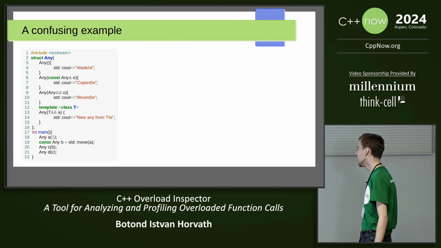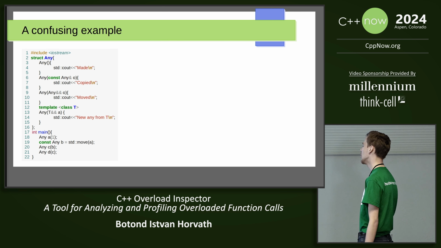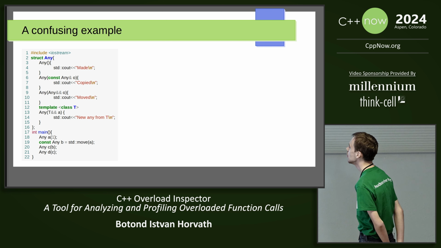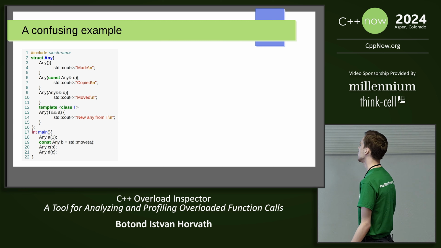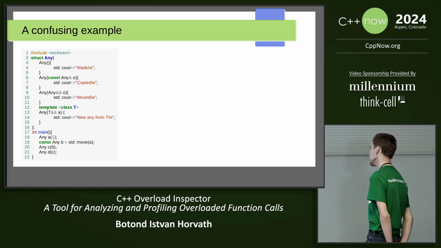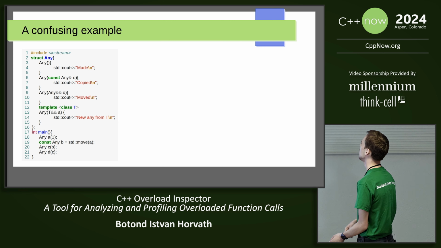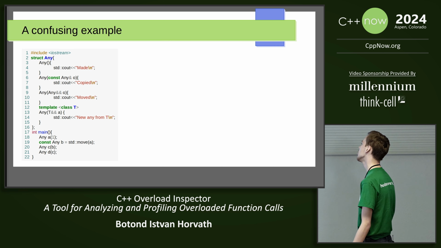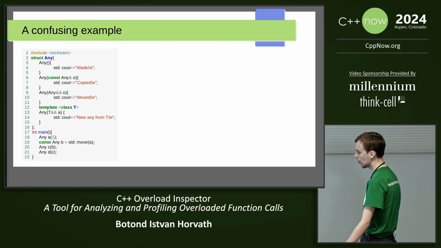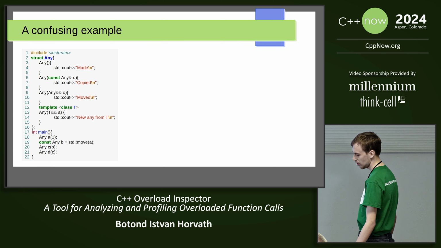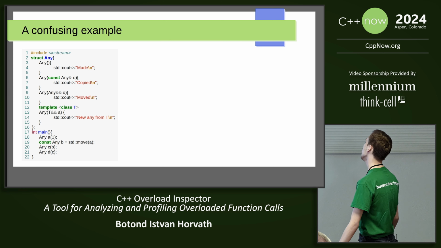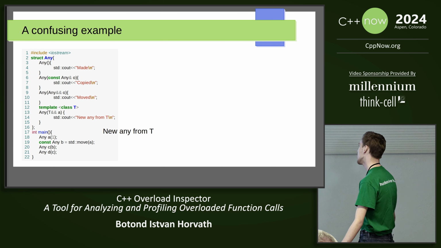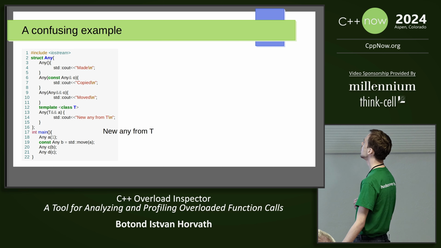It sounds easy until we see some example where the result won't be what we think. This is a small example. Usually the class we use isn't right up there, but in a header file, but I put it right above the code where we call the constructors. What will happen? Of course, the first is a new any made from an integer. Then we will move it.